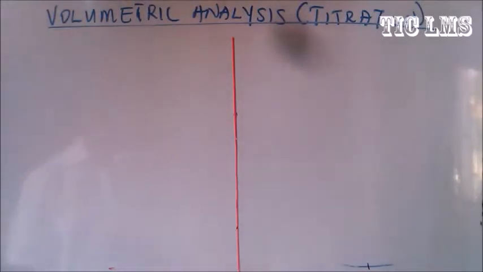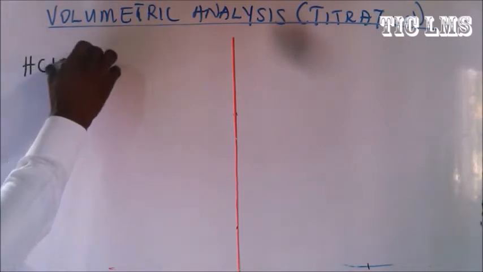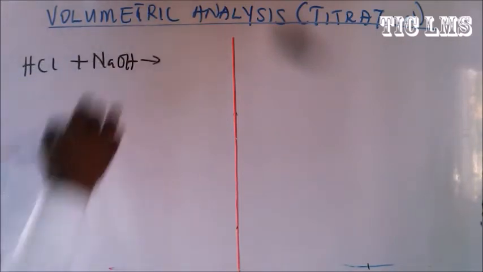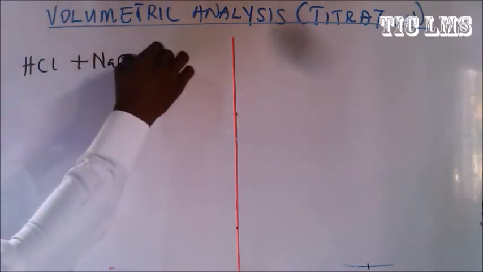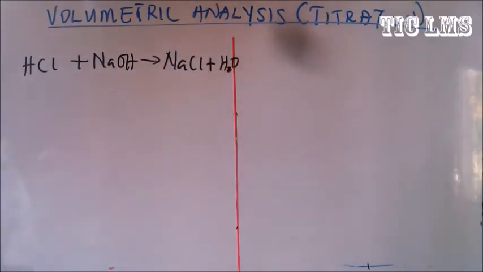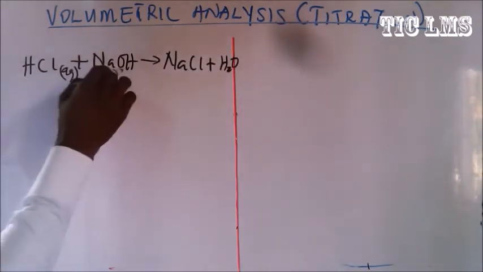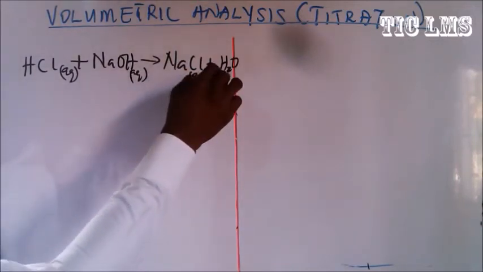We have acid titrated against a base, which is HCl plus NaOH in a neutralization reaction. Hence, we have sodium chloride plus water. Those are the products. We have our NaCl in aqueous form, and we have our water in liquid form.